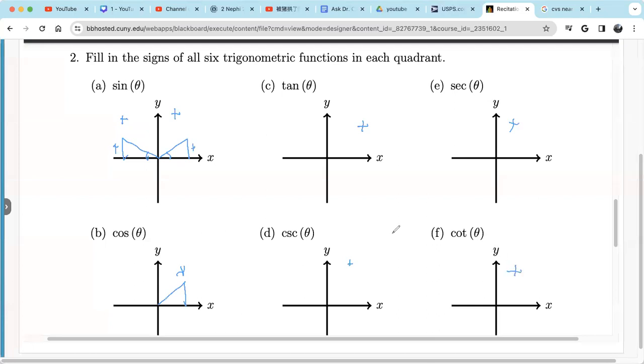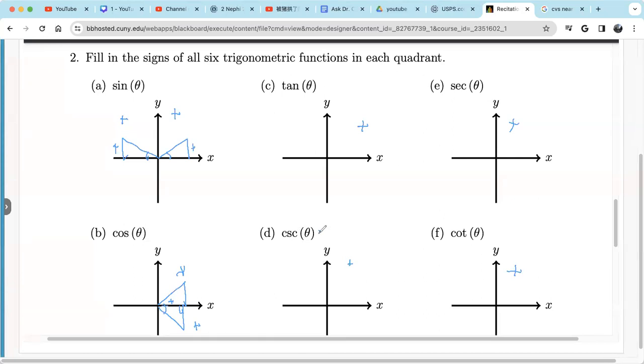Everyone is positive in the first quadrant. And cosine is positive in the fourth quadrant as well. Why? Because the adjacent is the x value, right? The reference angle is here. Adjacent over hypotenuse, both positive. So the first and fourth quadrants are positive for cosine.